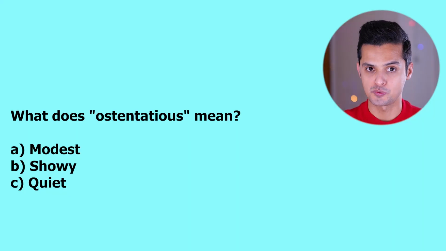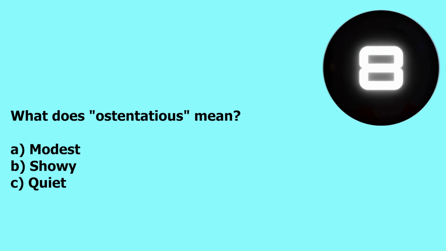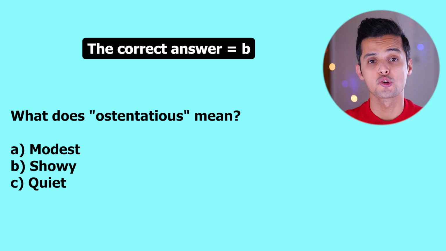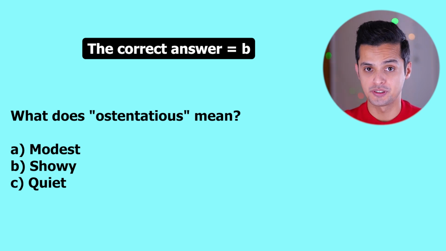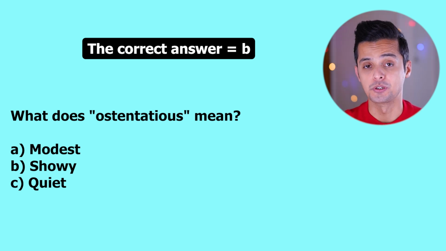Now we have a quick test with this word. Try to find the correct answer. You got 10 seconds to find the correct answer. Well, the correct answer is choice B. Ostentatious means showy, something that is designed to attract people's attention, to impress, to catch people's eye, to be attractive and eye-catching.